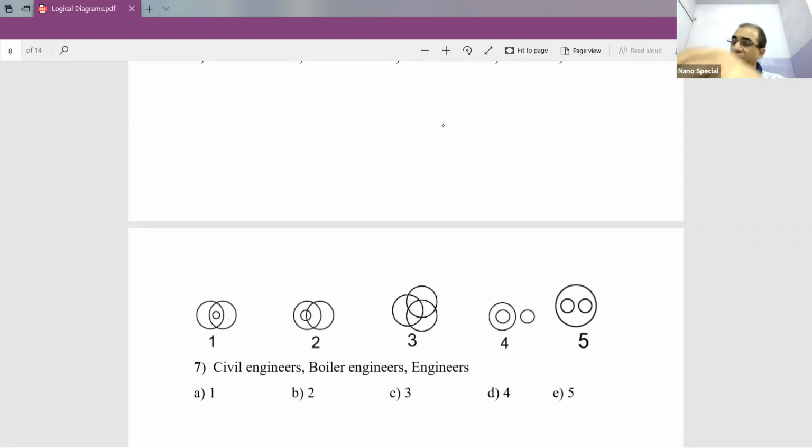Civil engineers, boiler engineers, and engineers. Now let me say that there is no commonality between civil engineers and boiler engineers.